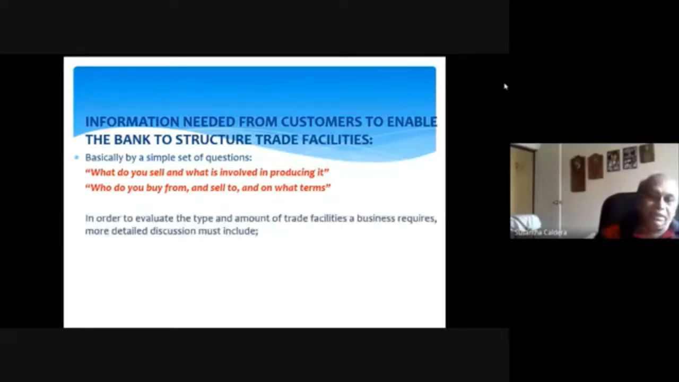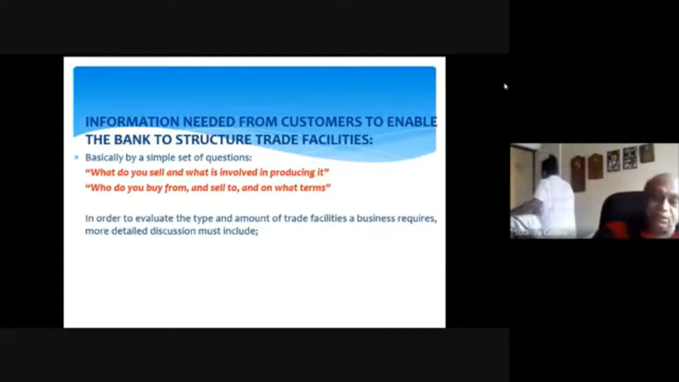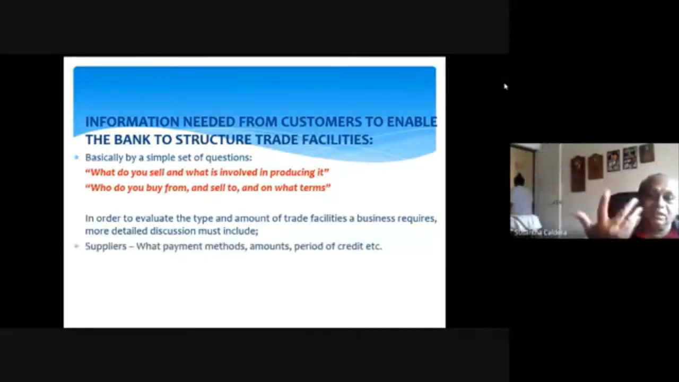Those are the basic questions. So in order to evaluate the type and amount of trade facilities you need, you have to ask more detailed questions. Then you have to go on asking them, who are your suppliers? Who are your suppliers in India? They come from India. Where in India? From Gujarat, or from Mumbai?